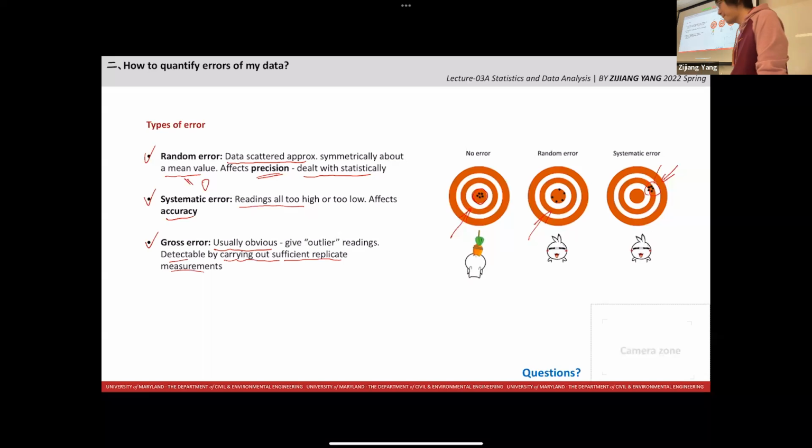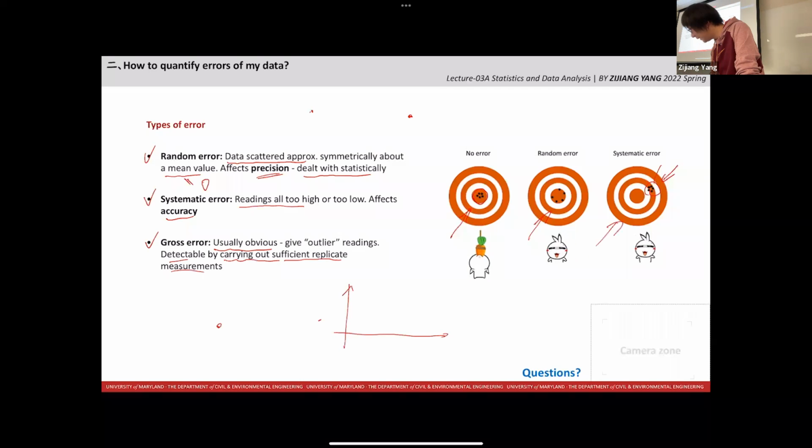So what would a gross error look like? I guess we're using the bullseye example. If the target is here, the gross errors would be something like this. Or to be more specific, they may have some data like this, but for the gross error, it will be one data point. I will talk more about this in Thursday's lecture.